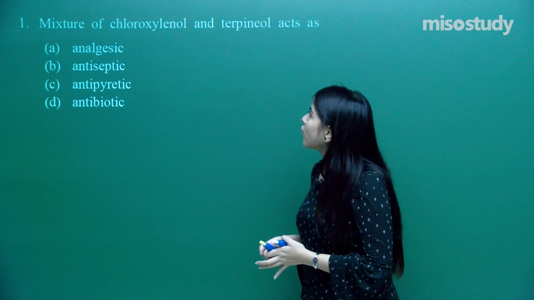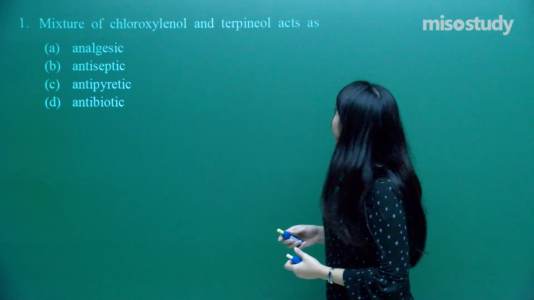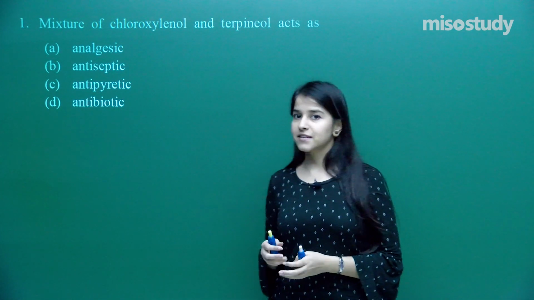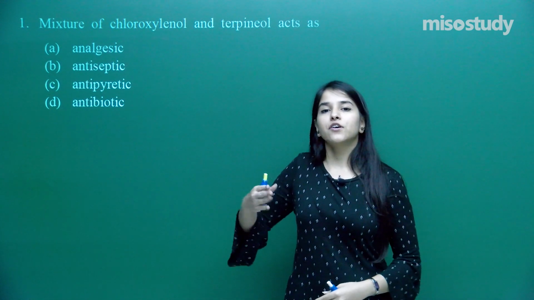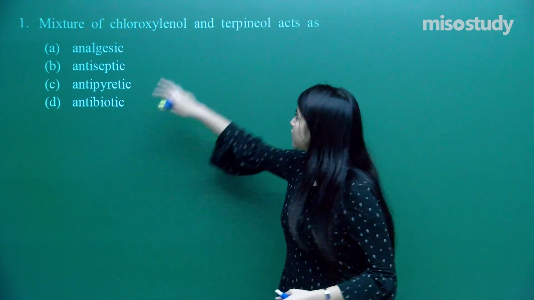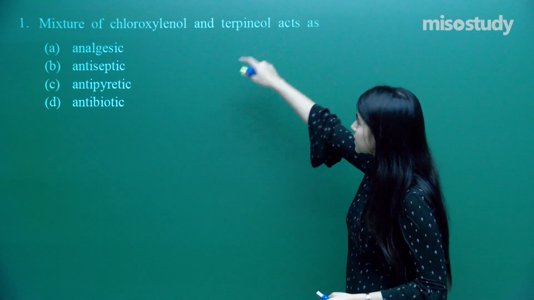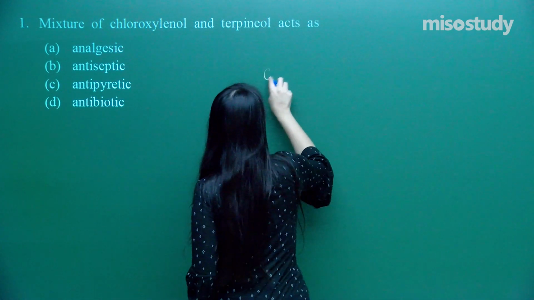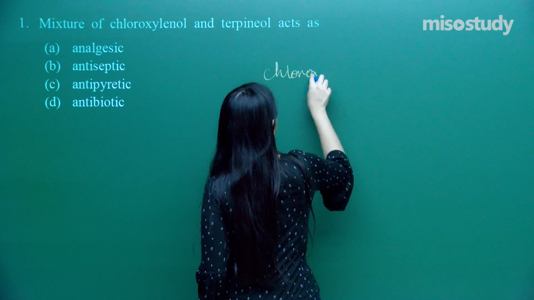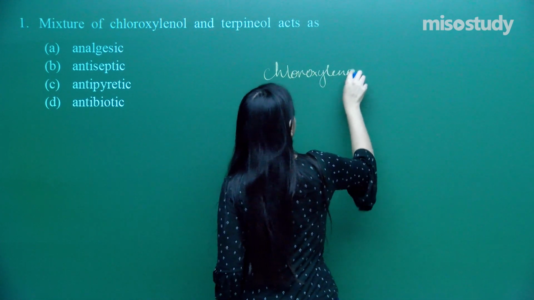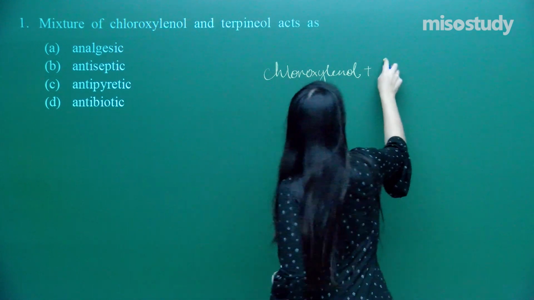So the mixture of chloroxylenol and terpineol act as. So just try to recall the concepts. You need to recall the concept in each and every question. So what is the fact? The fact is the mixture of chloroxylenol plus terpineol.